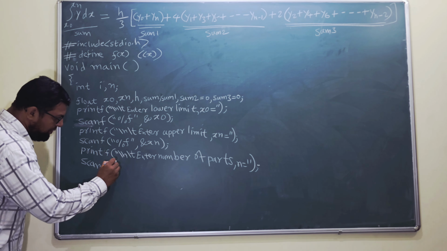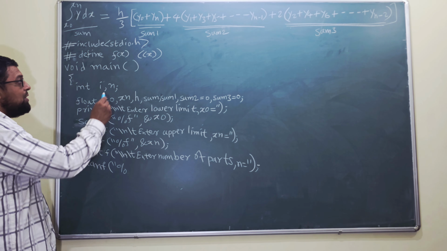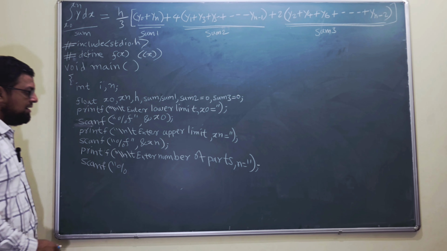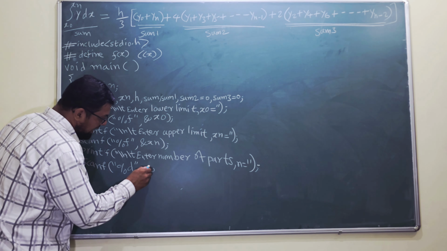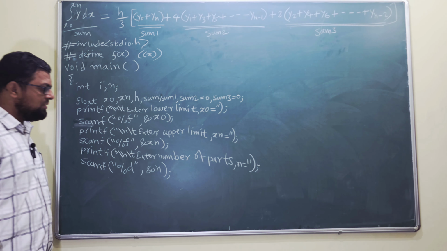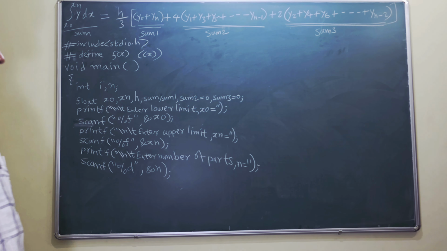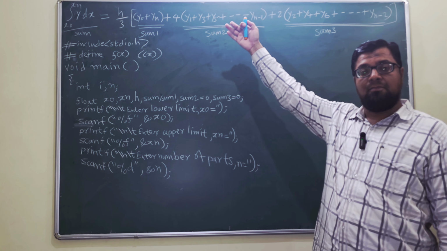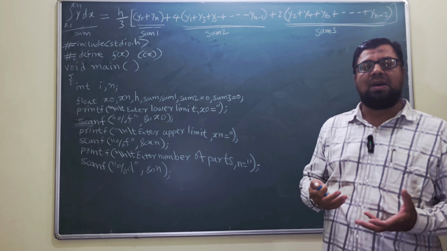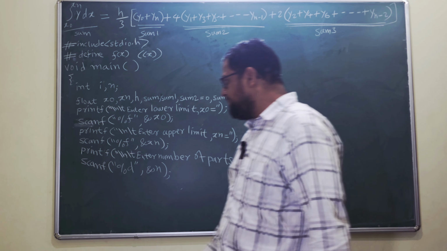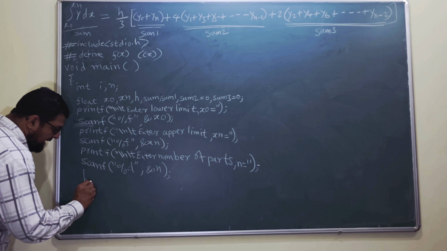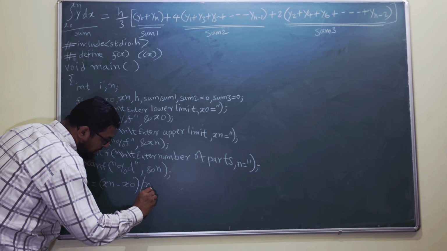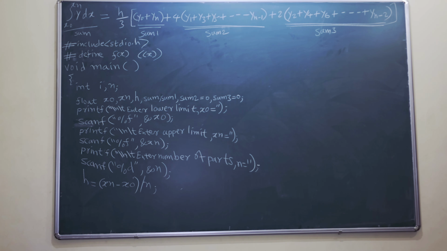Then we will take it through scanf statement again. So we have scanf percentage. Now here we have to give percentage d because this is defined as what? Integer, small n. So percentage d, and we have n here. Now this will take these inputs. Now we will find out the interval. The formula for the interval is nothing but what? Upper limit minus the lower limit divided by the number of parts. So we can write it here as h is equal to xn minus x0 slash small n.